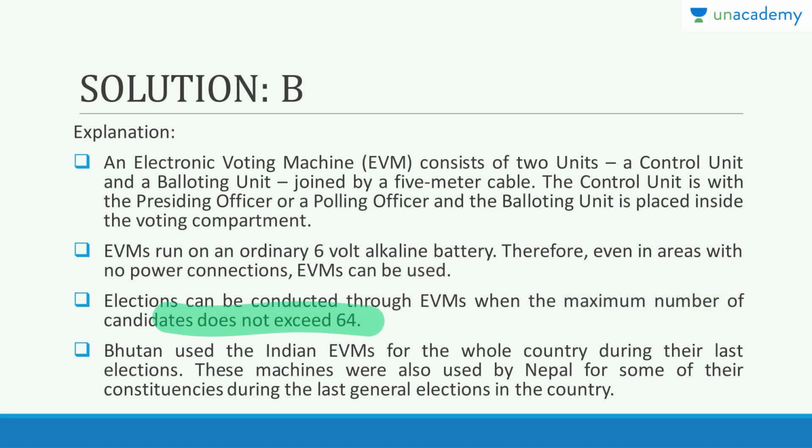And Bhutan used the Indian EVMs for the whole country during their last election, and these machines were also used by Nepal for some of their constituencies during the last general election in the country.